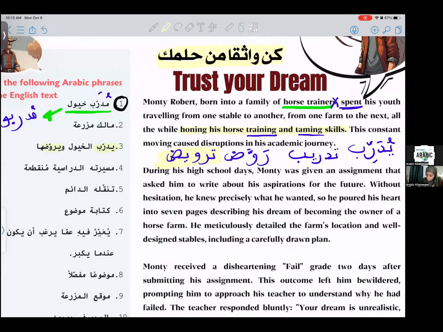So far I have, here you go, I have يدرب الخيول. I know الخيول. I know خيول over here. مالك مزرعة. I don't have it in the translation over here, but it means the owner of a farm. We might find it somewhere else, but in this paragraph, I do not have it. But I have مسيرته الدراسية, academic journey. It's over here. مسيرته الدراسية, academic journey. Over here, I have it. And his, it's attached to مسيرة, to the journey, not to academic.